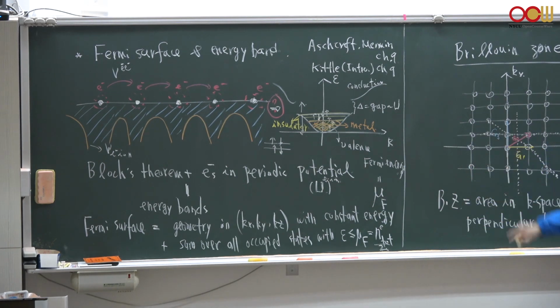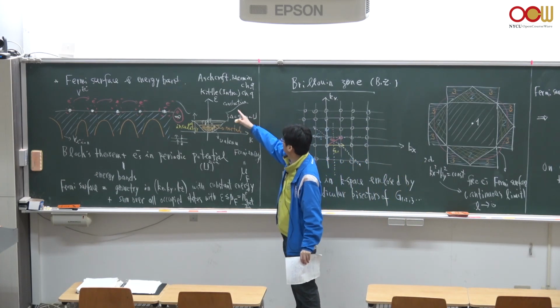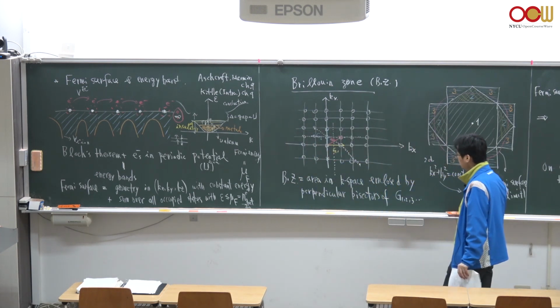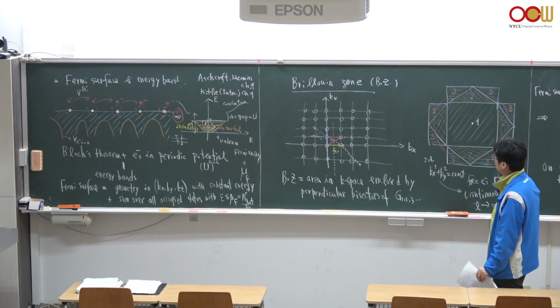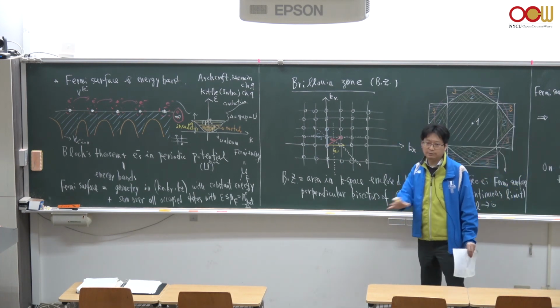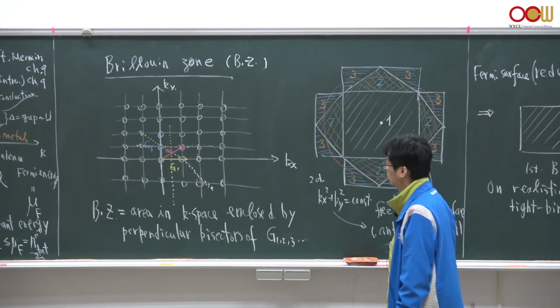So we will come back to the Bloch theorem and this periodic potential and the formation of energy band and so on. So this energy gap is actually proportional to this periodic potential. Okay, so the second thing that I would like to remind you is the definition of the Bloch zone in solid state, which I believe most or all of you have learned in the introductory level of solid state.